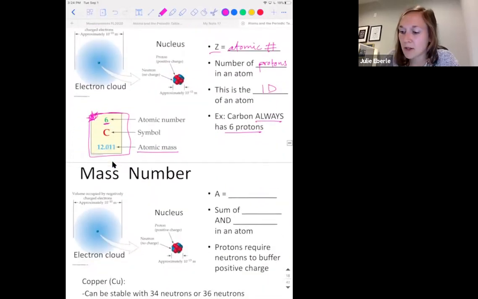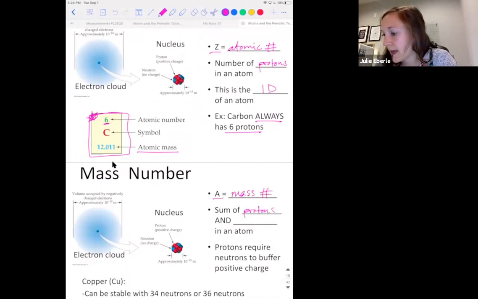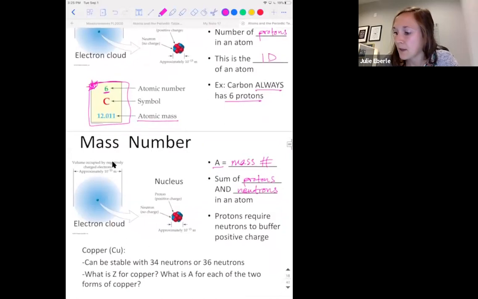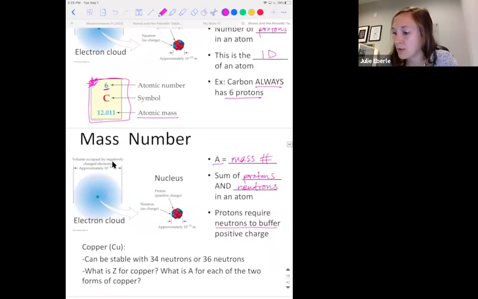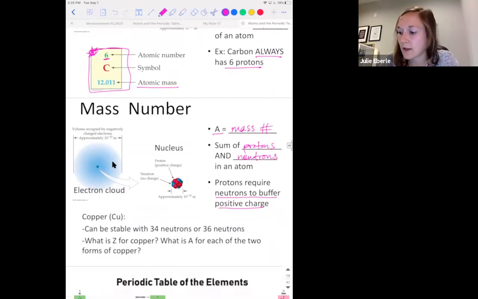The other property I want to talk to you about is the mass number, okay? I don't know why, but we abbreviate it A. So A is the mass number. This is the sum of protons and neutrons in an atom, because those are the things that make up the mass of an atom, right? Protons and neutrons. So collectively, we have to account for all those in the nucleus to get the mass of the atom. And then we mentioned protons require neutrons to buffer the positive charge and stay in the nucleus, okay?